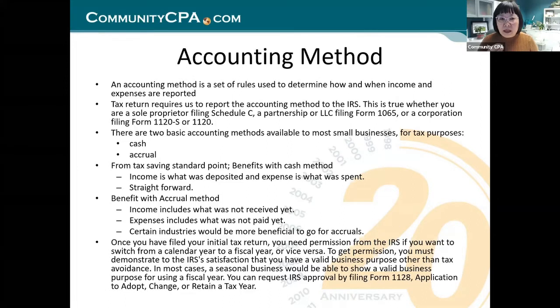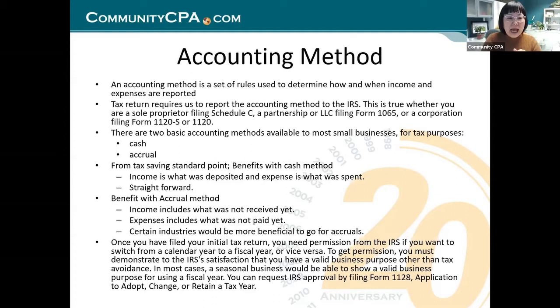So if you are imagining this expense to be a big dollar amount, say if it is $100,000, don't you like that $100,000 to be your expense right now for your 2019 tax return? Or are you thinking, oh yeah, I'm going to wait until next year to deduct it? Obviously, you want that to be deducted right away. So accounting method becomes a very important play in tax planning.